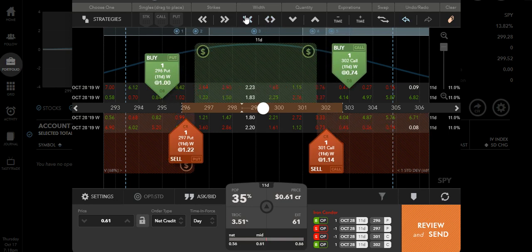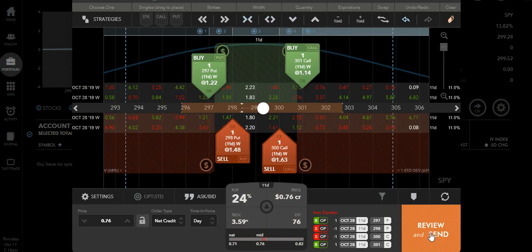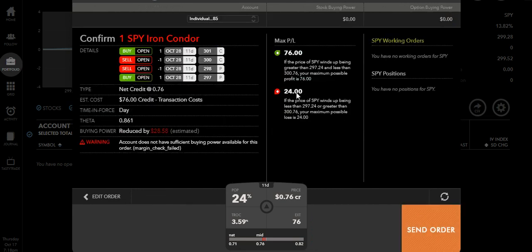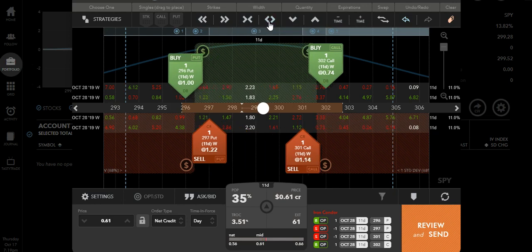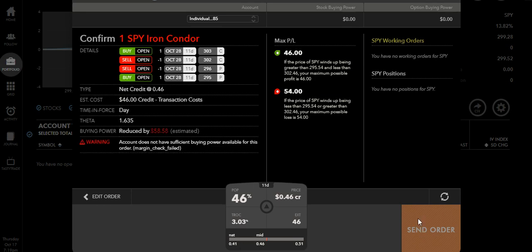Now you're going to want to note though that the more you come in here, the less the trade's going to cost and the more you can win. This is going to cost us $24, max loss 24, max profit 76. Now, as we increase our odds, so let's widen this out. We increase our odds to 46%. Now this trade, we could lose 54 for a possible max profit of 46.